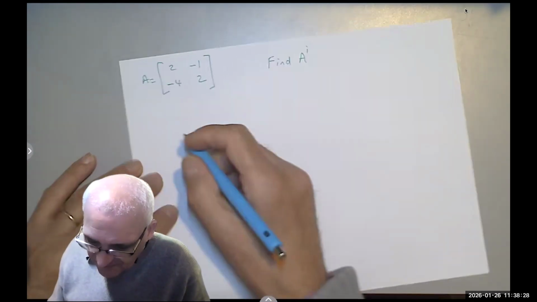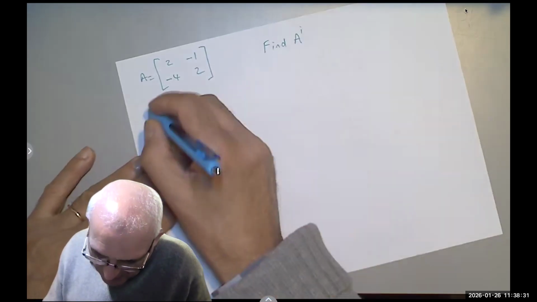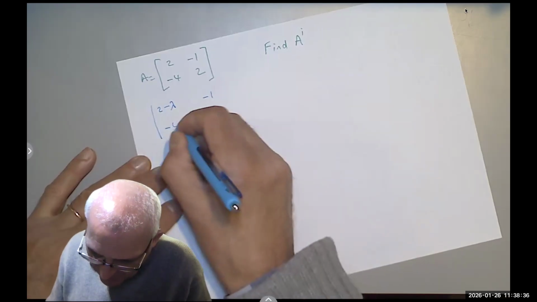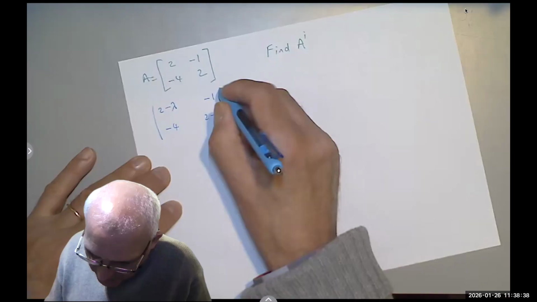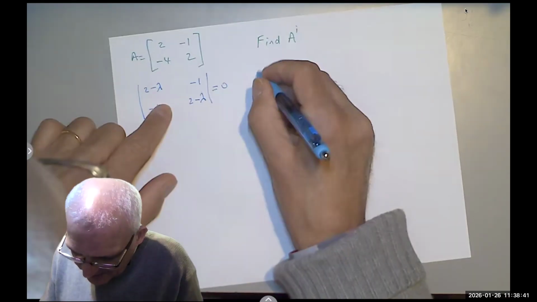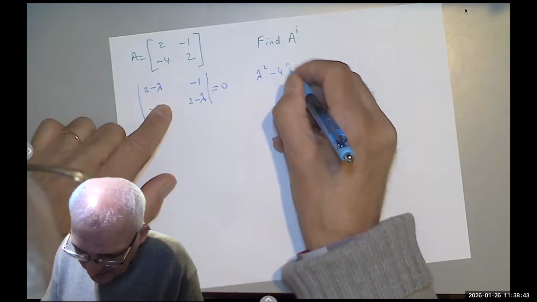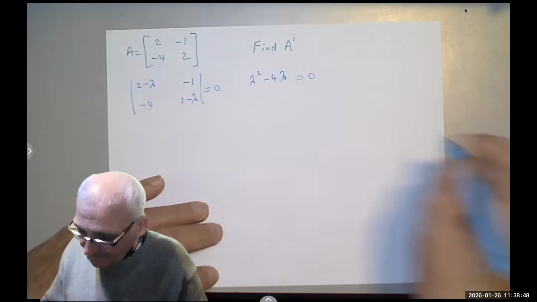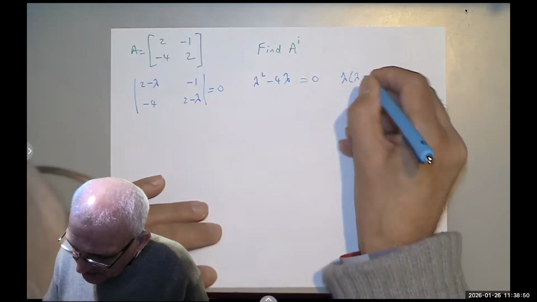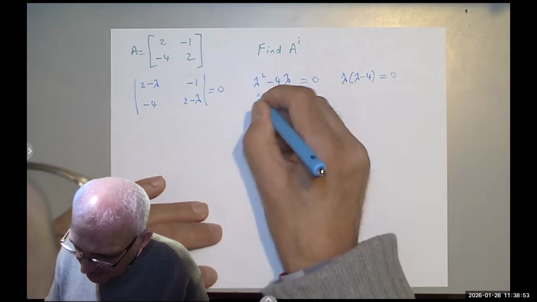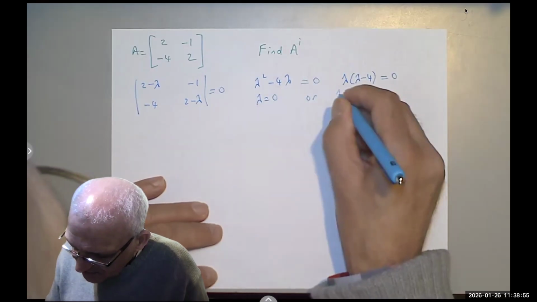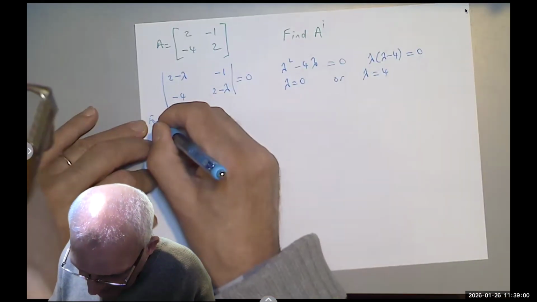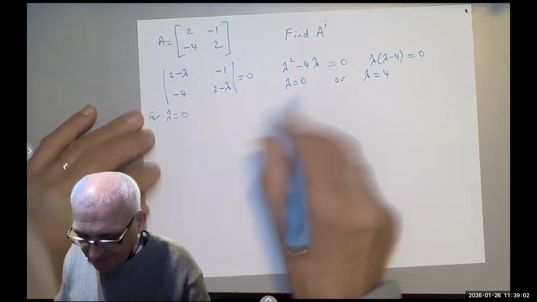So it's valid. But the way we are going to do it is to say 2 minus lambda, -1, -4, 2 minus lambda, and you equate that to 0. So you get lambda squared minus 4 lambda plus 4 minus 4 equals 0, right? So lambda times lambda minus 4 equals 0, lambda equals 0, or lambda equals 4, as we expected. That's easy.